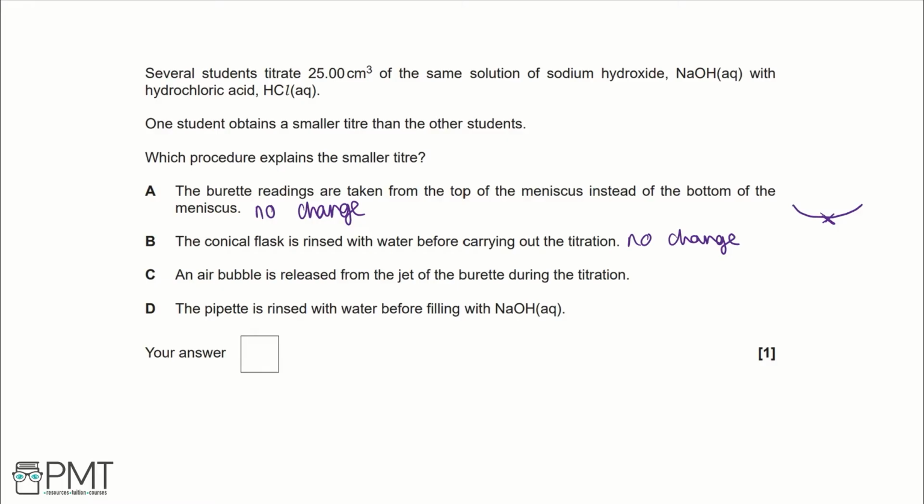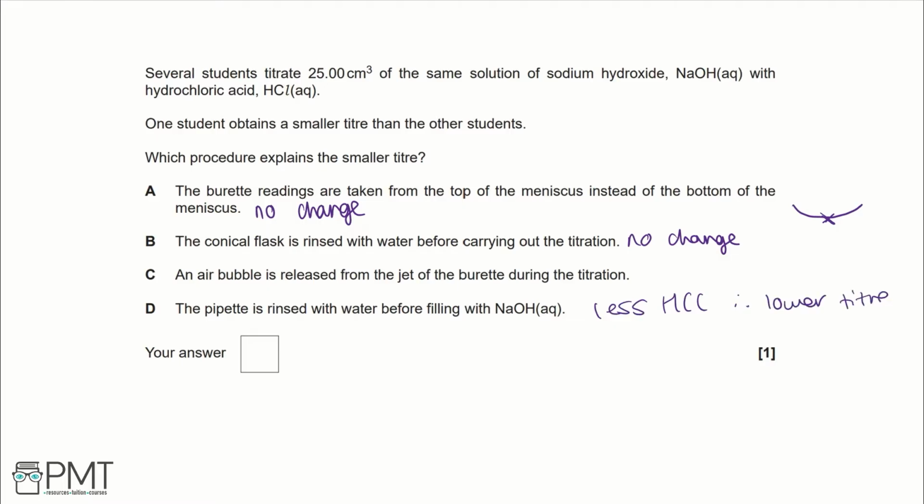Whereas if we look at D, when you rinse with water before filling with NaOH, that's actually diluting the number of moles of NaOH there are. So this means that less HCl is needed, therefore you've got a lower titer.